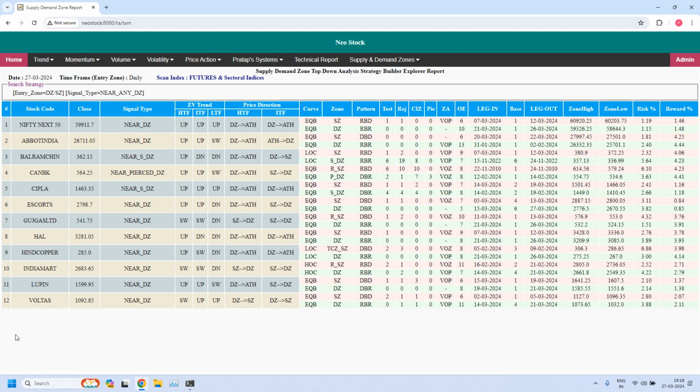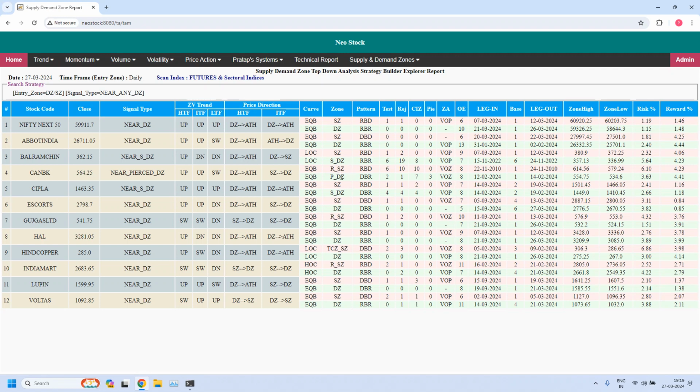And from this list, let us identify the high liquidity daily demand zones. So in the zone column, you need to search for high liquidity demand zones. So Balram Chin is having a high liquidity demand zone, but it is already tested 6 times and 19 rejections from this zone. If you need to fine tune this daily zone, and if you find a fine tuned 5 minutes fresh zone, then only you can plan a trade.